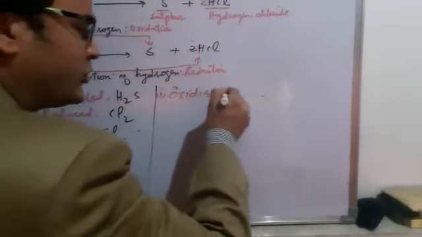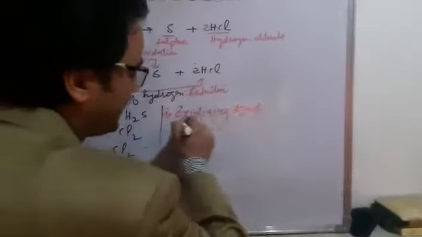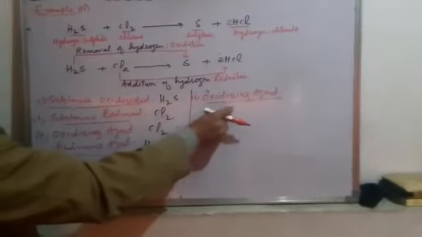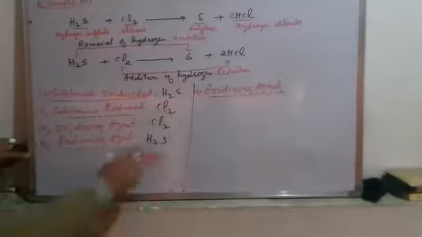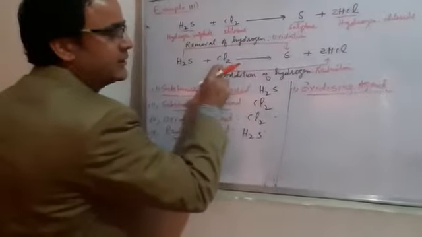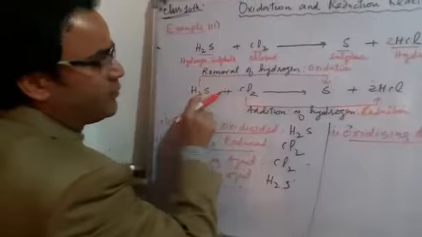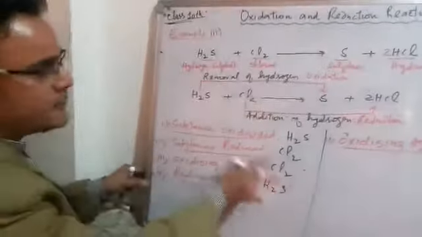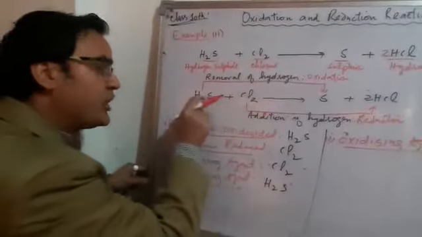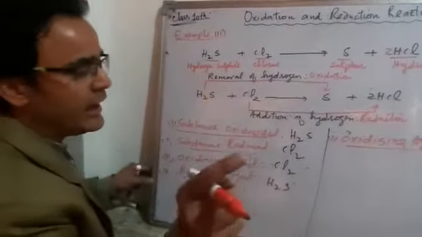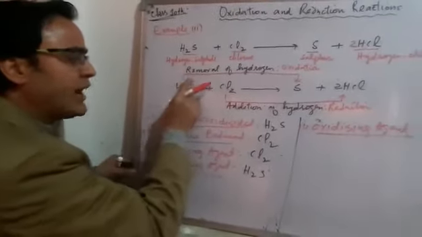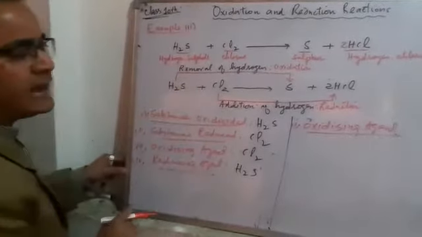Now let me come to the definition of oxidizing agent and reducing agent. Oxidizing agent. Now with the help of this equation, with the help of this reaction, I can define oxidizing agent. So here, so far as the chlorine is concerned, chlorine is removing hydrogen from hydrogen sulfide. So here chlorine is the oxidizing agent. You see, oxidizing agent is chlorine. So here the substance which removes hydrogen is called an oxidizing agent. This is the second definition of oxidizing agent.